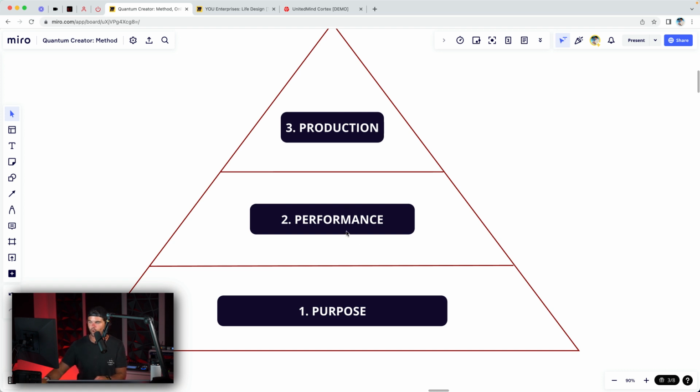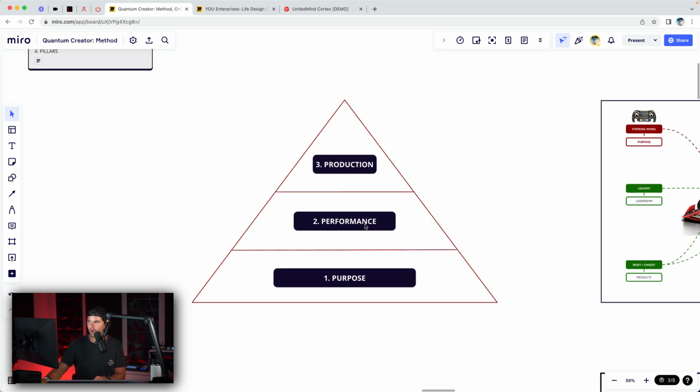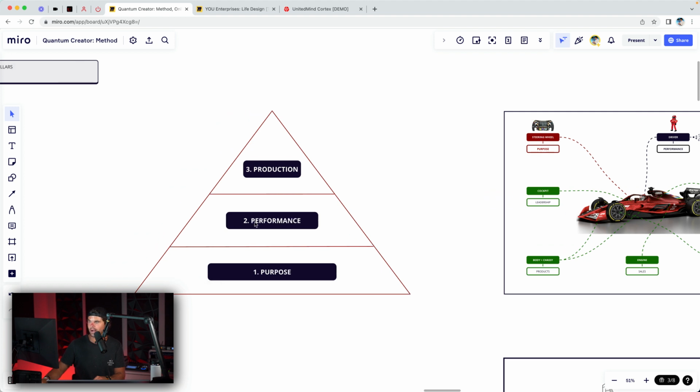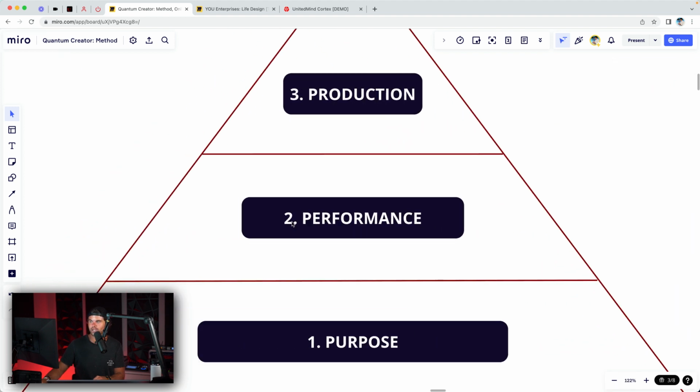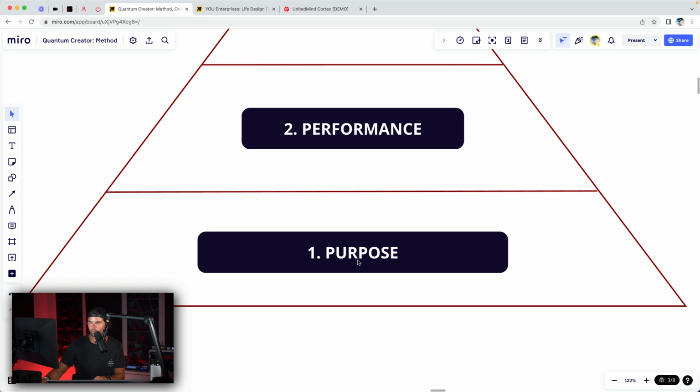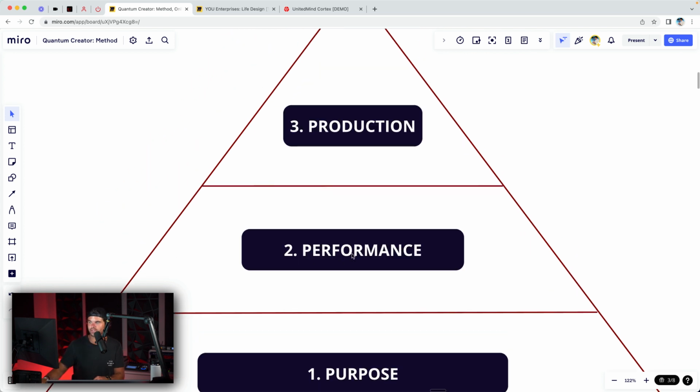Then number two is performance. Performance is all about mind, body, spirit, and relationship optimization, and also time. This is about enhancing your energy and consciousness that you can then channel into your production. So you'll notice purpose is about alignment and clarity and systemization. Number two is performance, extracting and amplifying as much performance as you can out of the system.